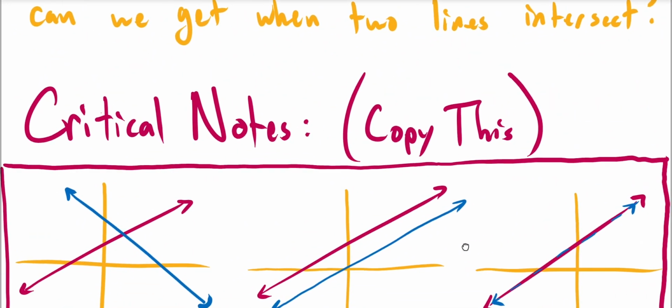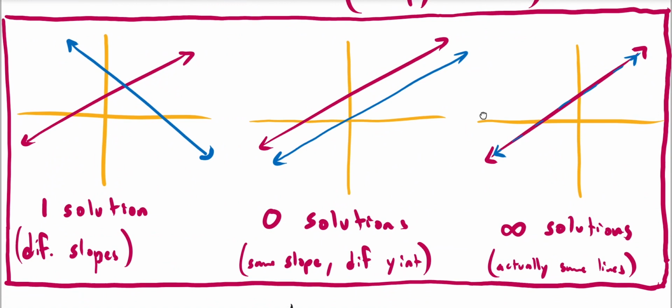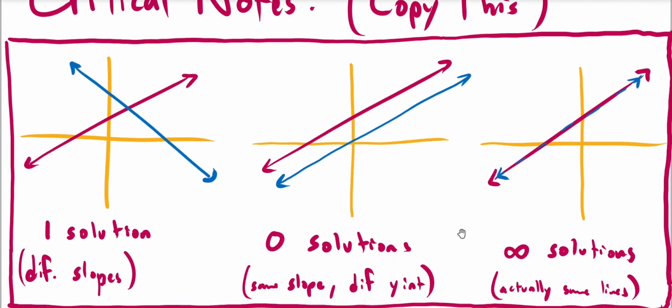So let's encode that in some critical notes. Copy these down as proof you watched the video. There are 3 situations for the intersection of 2 lines. One is if we have different slopes, in which case there will be one point of intersection.